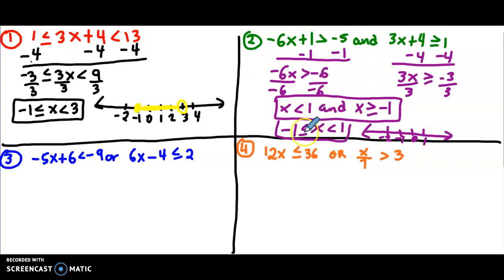At negative 1, I should be putting a closed circle. Closed circle. At 1, I should be putting an open. This statement is telling me anything between the circles is included. So there is my shading to show the solutions. Anything that you choose from the shaded area should be working. If you choose something outside, it should not be working.